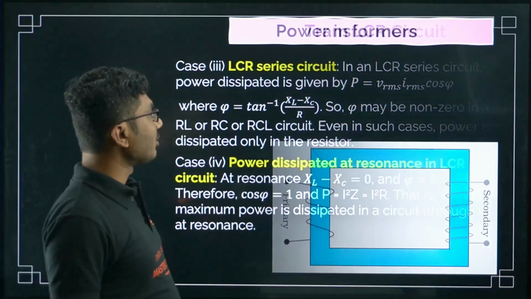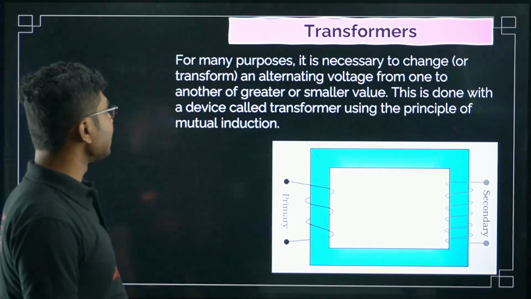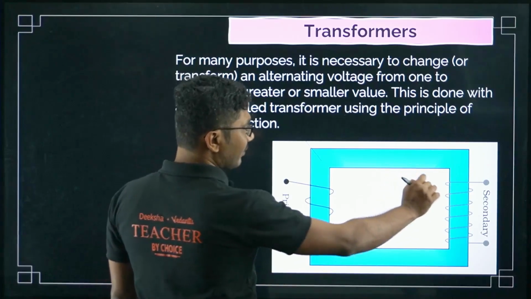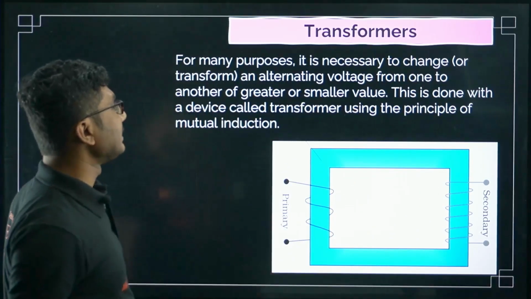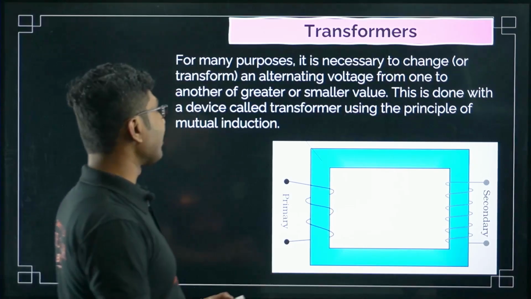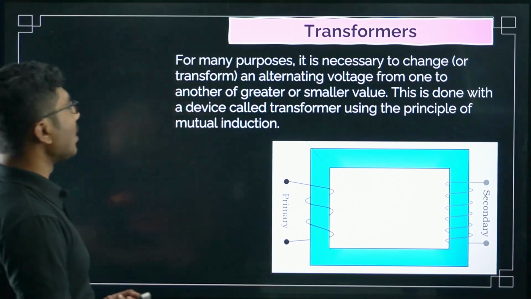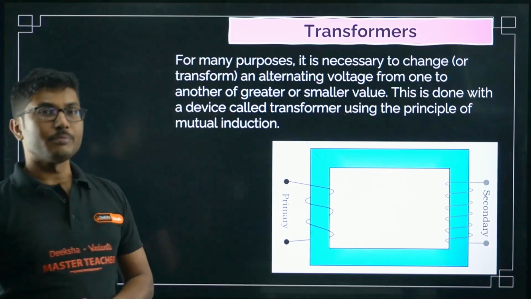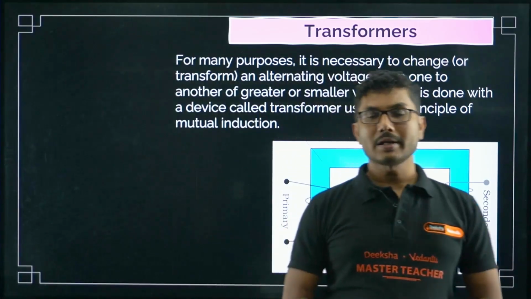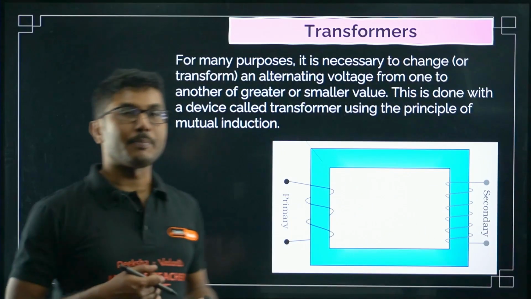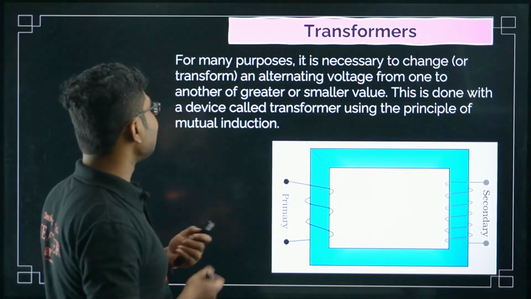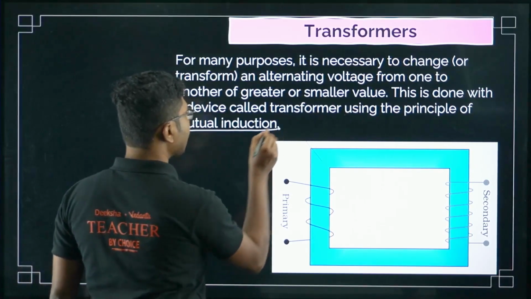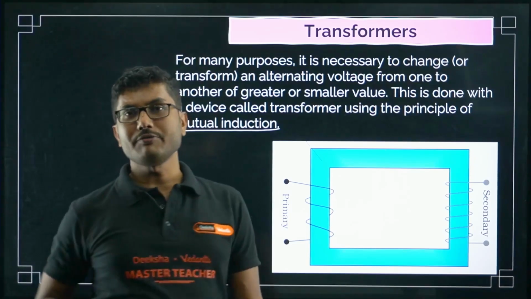Okay, now last topic of the day, that is transformer. So a transformer basically has two coils. One is primary, another one is secondary. For many purposes it is necessary to change or transform an alternating voltage from one value to another of greater or smaller value. So we can transform an AC voltage to a higher value or lower value depending upon our requirement. This is done with a device called a transformer using the principle of mutual induction. So a transformer works on the principle of mutual induction.